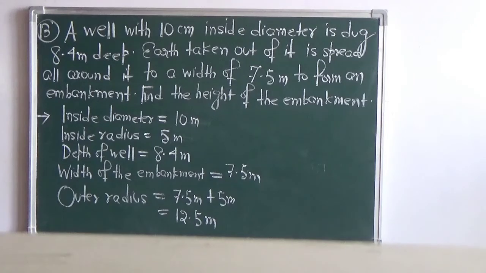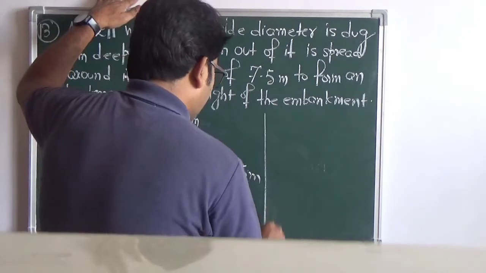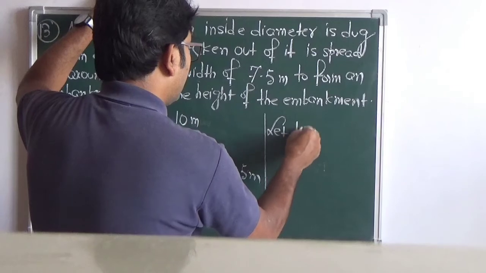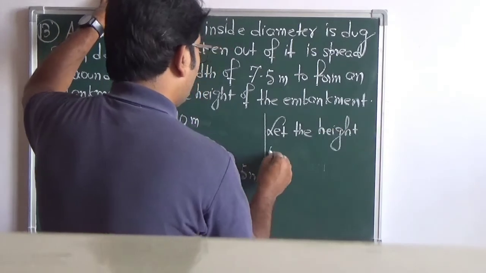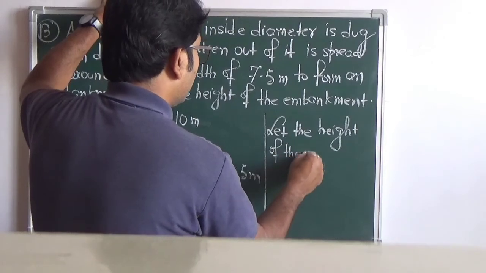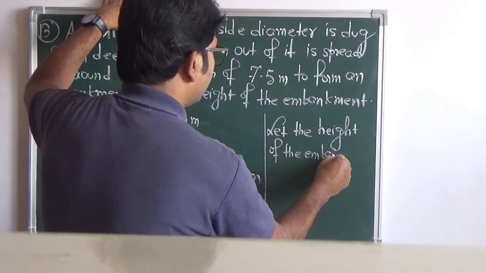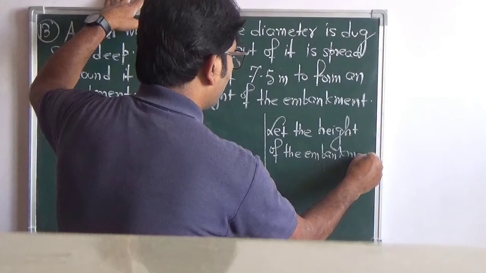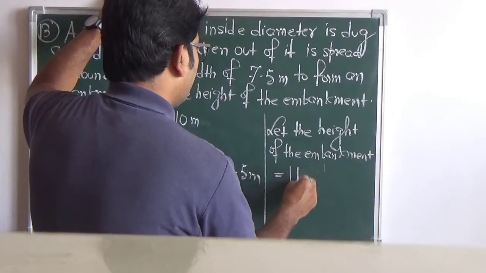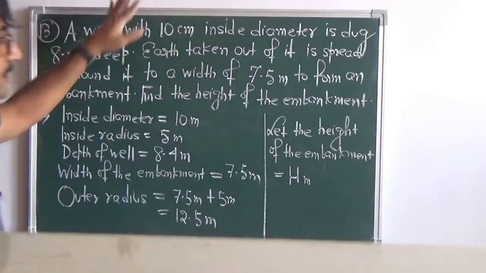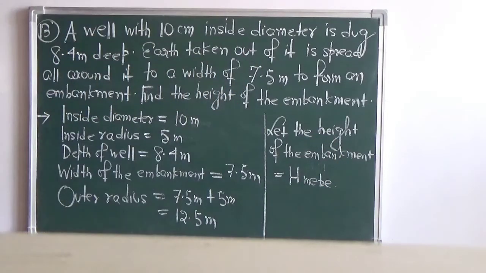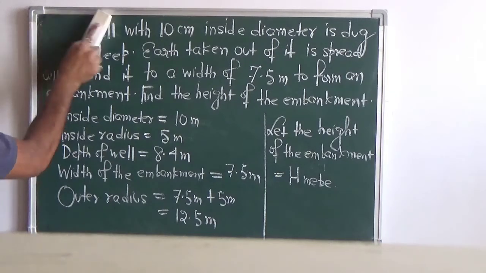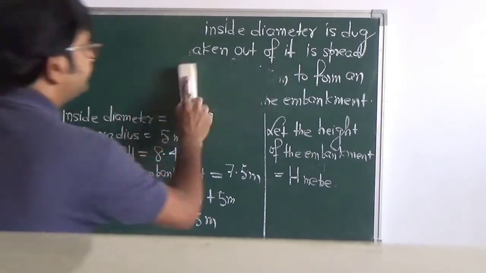Now we have to find the height of the embankment. So let the height of the embankment be equal to h meters, right? Let me write it in meters. Now what we can do here is, I'm rubbing the question. Volume.